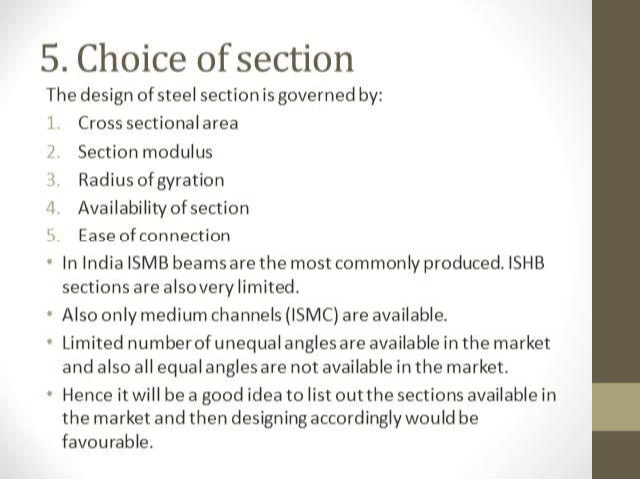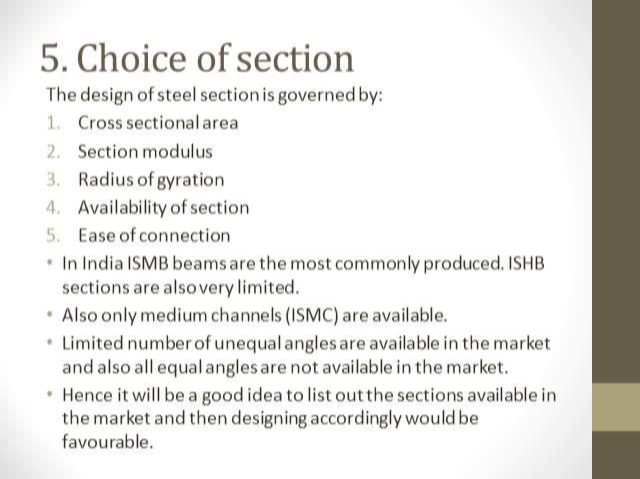So you have to know about the choice of the section which has to be used. That has to be first known by the designer. Here are five points which govern the design of the steel section: cross-sectional area, section modulus, radius of gyration, availability of the section, and ease of the connection. So these are the key points which govern the design of the section.